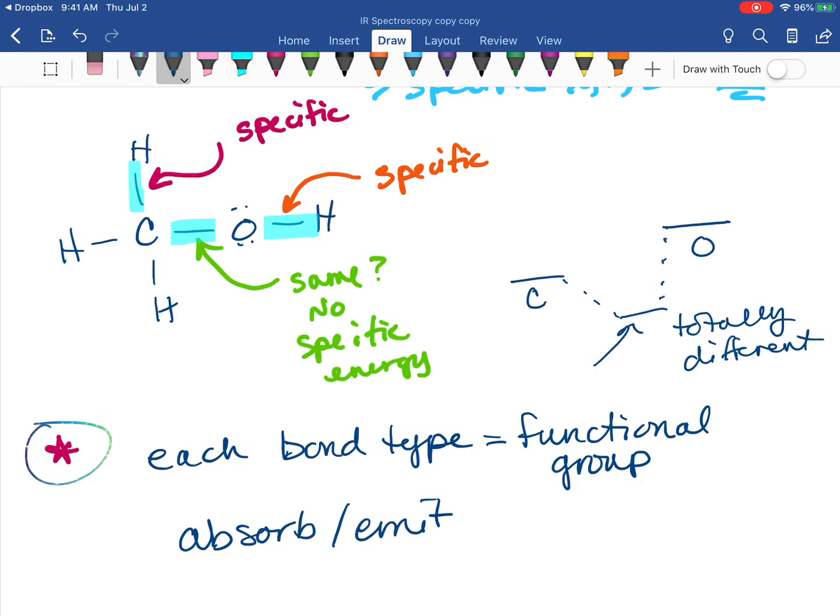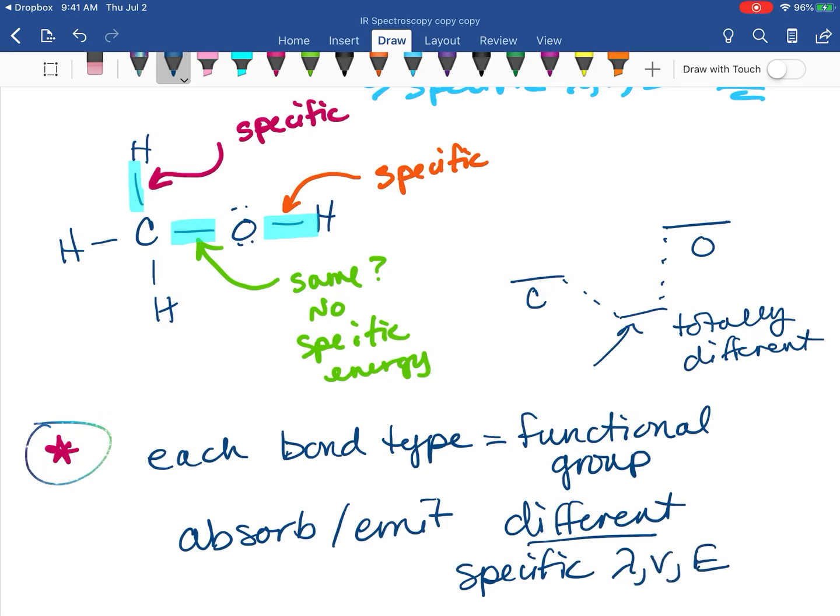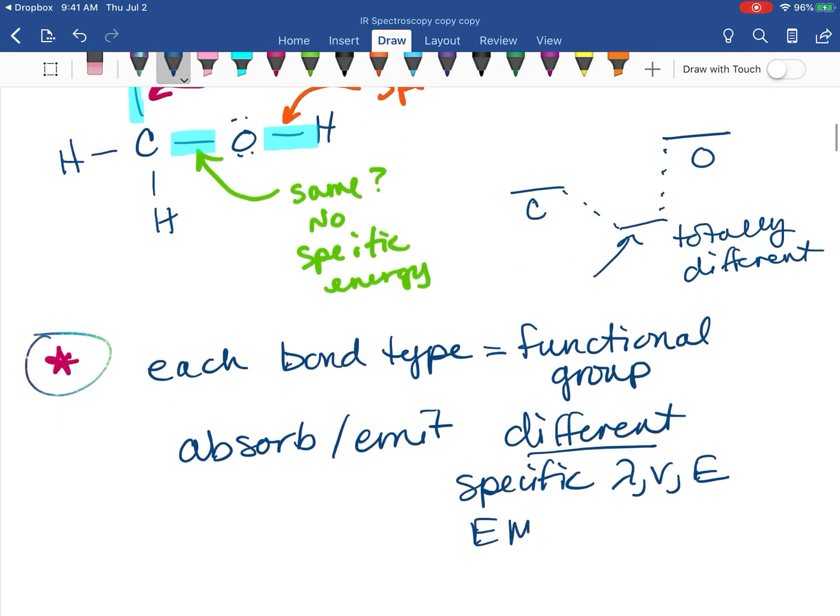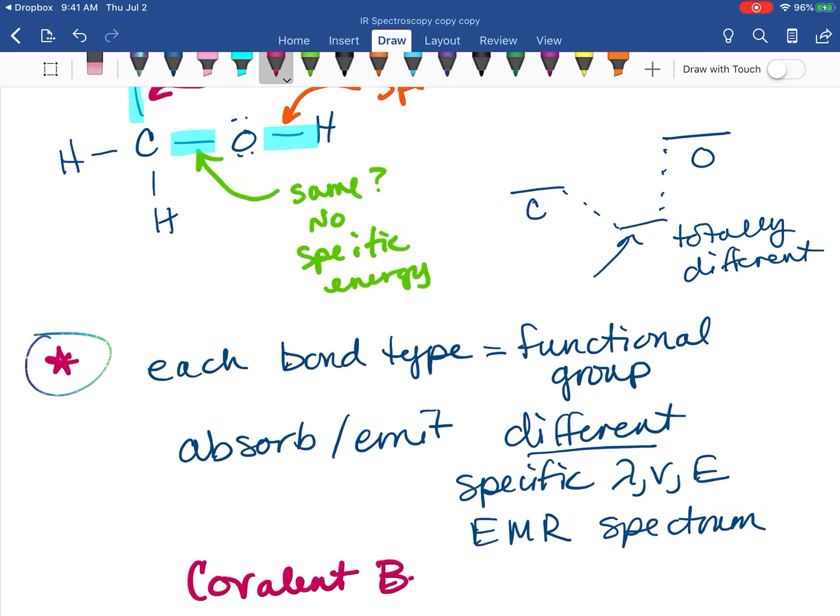That bond type will absorb and emit in different, very specific wavelengths, frequencies, and energies in the electromagnetic radiation spectrum. So let's put that into even more detail. Specifically to covalent bonds, that's what we're looking at.